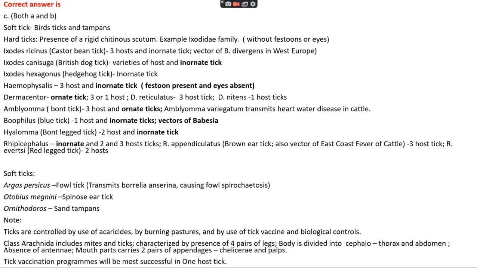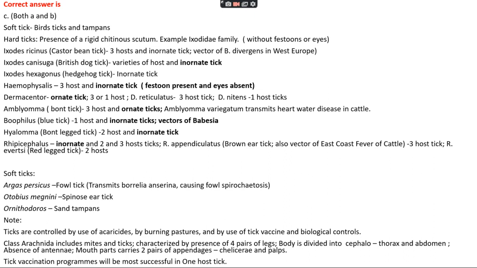Next group is Haemaphysalis. The next genus, Haemaphysalis, is also a hard tick. It has three hosts and it's also an inornate tick. But as in case of the Ixodidae family, where festoons and eyes are both absent, in case of Haemaphysalis, eyes are absent but they have festoons.